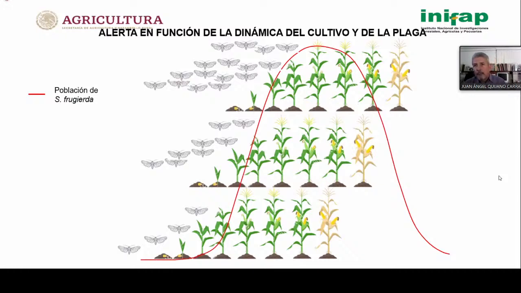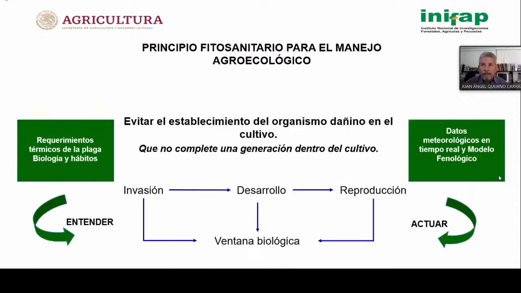So what we try to explain is what this concept of phenology entails, how the environment and the development of the organism interplay, and the availability of the crop, and what that interaction is. So the earlier the invasion of the crop by a larger number of insects, the greater the damage. So this is where we try to apply phenological models to help farmers and producers understand the phytosanitary principle that underpins agroecological management, which is to prevent damage by the organism on the crop. It's so the farmer can understand that the objective is preventing the insect from completing a generation on the maize or on the crop.